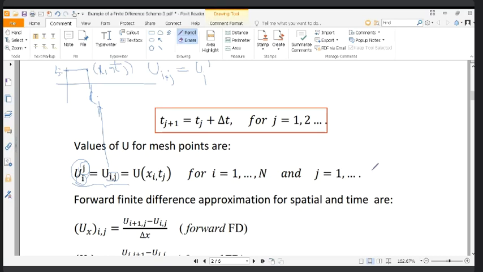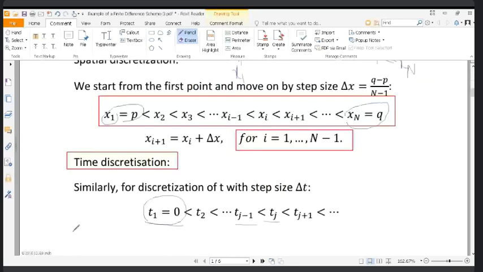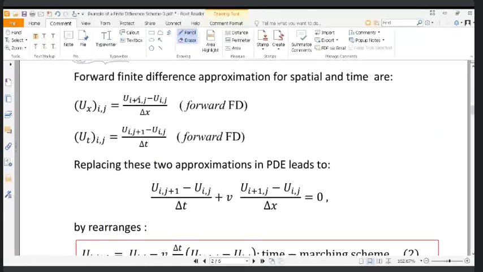In this example, we should use forward finite difference approximation. At part A, we use forward finite difference approximation for space and time. We apply for ux at ij equal to ui plus 1 and j minus uij over delta x. It's the forward finite difference for the derivative of u with respect to x. And ut at I and j equal ui j plus 1 minus ui and j over delta t. This is the forward finite difference approximation for the derivative of u with respect to t.